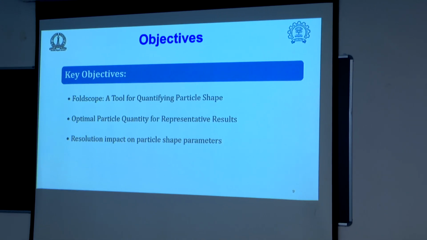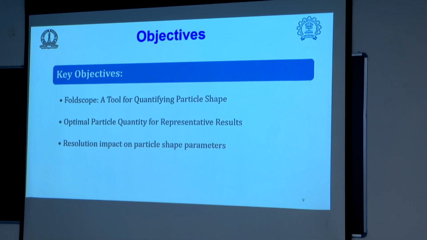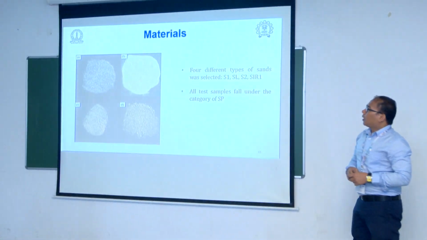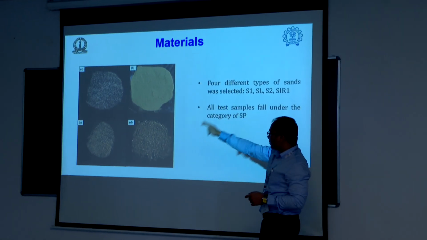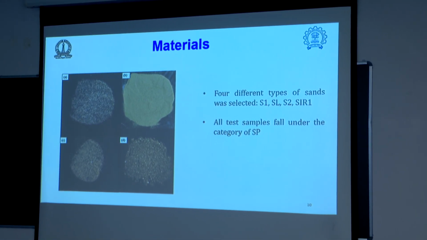The key objectives were, first, the usefulness of the Foldscope instrument, whether it can be used for quantifying particle shape. Then, to investigate how many particles would be sufficient to yield representative results of a soil mass. How many particles should be adequate? And resolution effects. For that purpose, four different types of specimens were considered, here A, B, C, D, and all the test samples fall under the category of SP, or poorly graded sand.